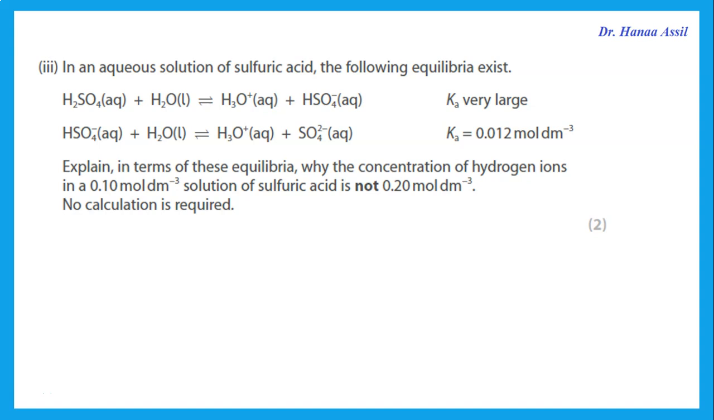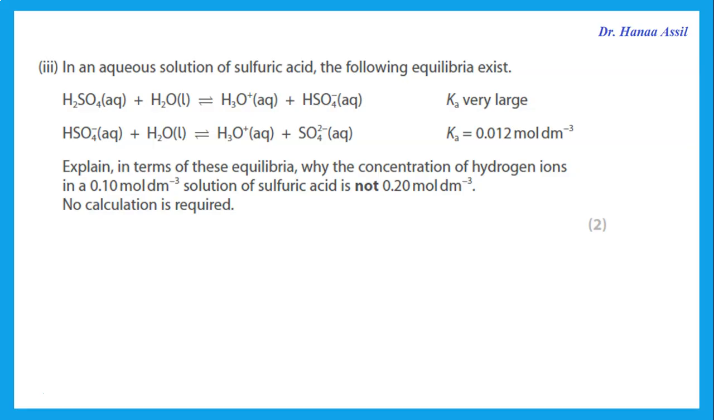In an aqueous solution of sulfuric acid, the following equilibria exist. Remember that sulfuric acid is diprotic. That means it has two H plus ions. So the first H plus ion dissociates to give HSO4 minus. The equation says that the Ka is very large, and that means this equation is far to the right. So most of the H2SO4 will dissociate to give HSO4 minus. But then for the HSO4 minus to dissociate and change into sulfate ions, the Ka is small.